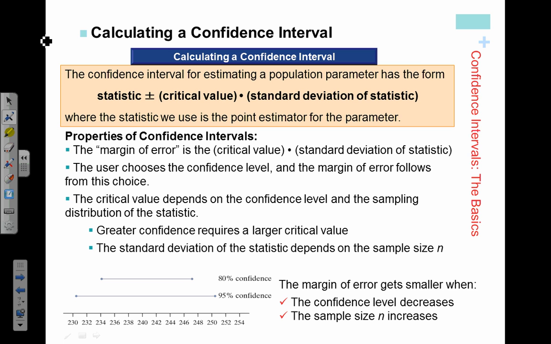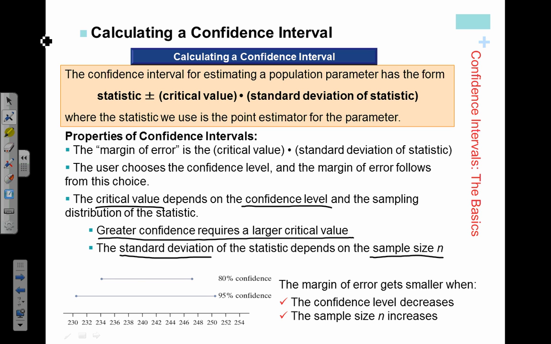But again, the margin of error is going to be different if you're 90% confident than if you want to be 99% confident. If you want to be 99% confident, you're going to have to give yourself a bigger margin of error. If you want to be 90% confident, well, your margin of error is a little less. But your confidence is also a little less. The critical value depends on the confidence level. So what critical value you put in depends on the confidence level. Greater confidence requires a larger critical value. Okay? And your standard deviation will depend on your sample size.